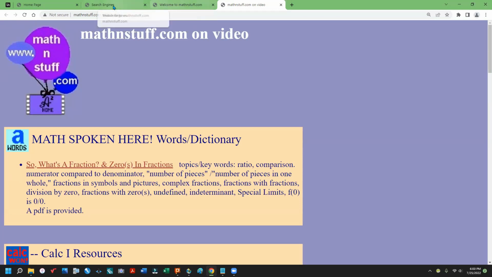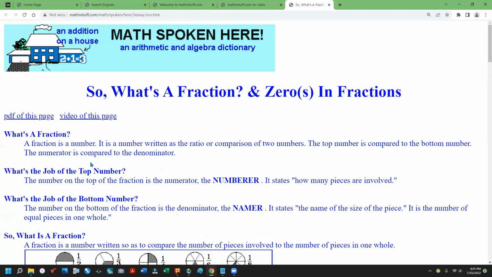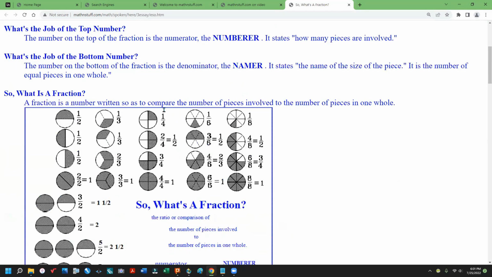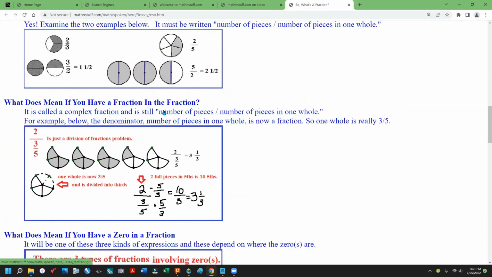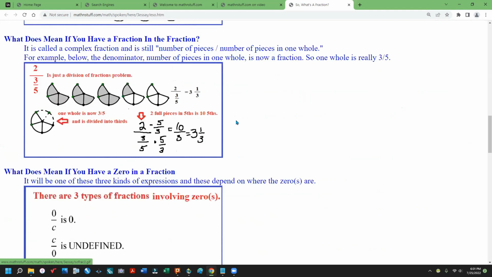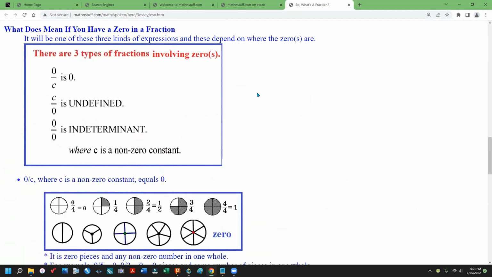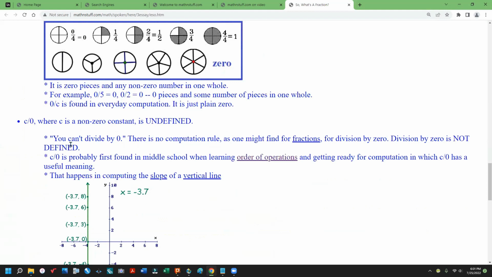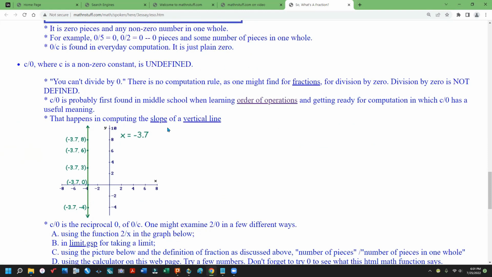Let's go back to where we are. Okay, we were here. We're going to scroll down again. We've talked about this. We're now talking about undefined. The first time you saw it was probably in middle school. And then you probably saw it when you talked about slope of a vertical line.